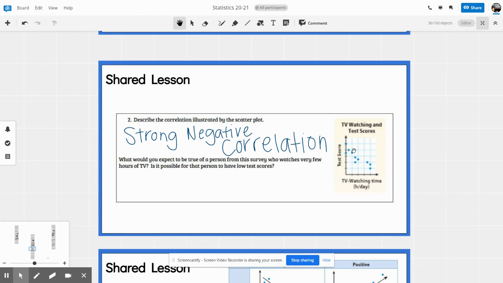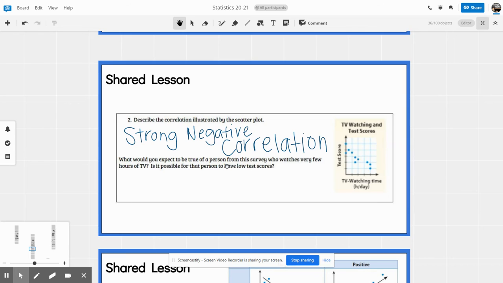Well, their test score is probably going to be better, right? They're probably going to get a pretty good score. But is it possible for that person to have low test scores? Yeah, you could study and still not do very well, or you could still not watch TV and not do very well. Maybe you're doing other things. It's possible, but it's less likely.